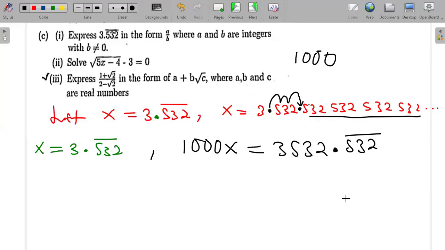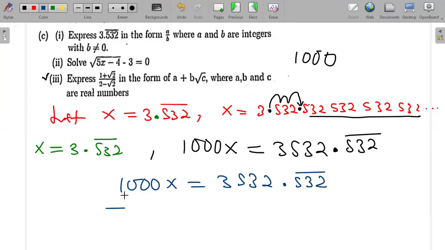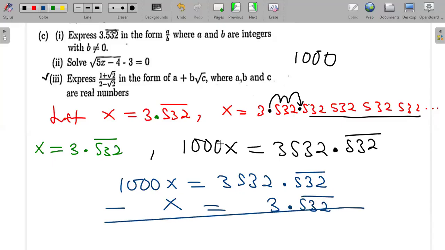Now once you have these two numbers, such that immediately after the decimal point I have the repeating part, I'm just going to subtract them. You subtract the smaller number from the bigger number. The bigger one is this one with the 1,000x. So it will be 1,000x is equal to 3,532.532 bar. And then minus x is equal to, so make sure that the decimal point is in a straight line like that. So this will be 3.532 bar. And then you subtract.